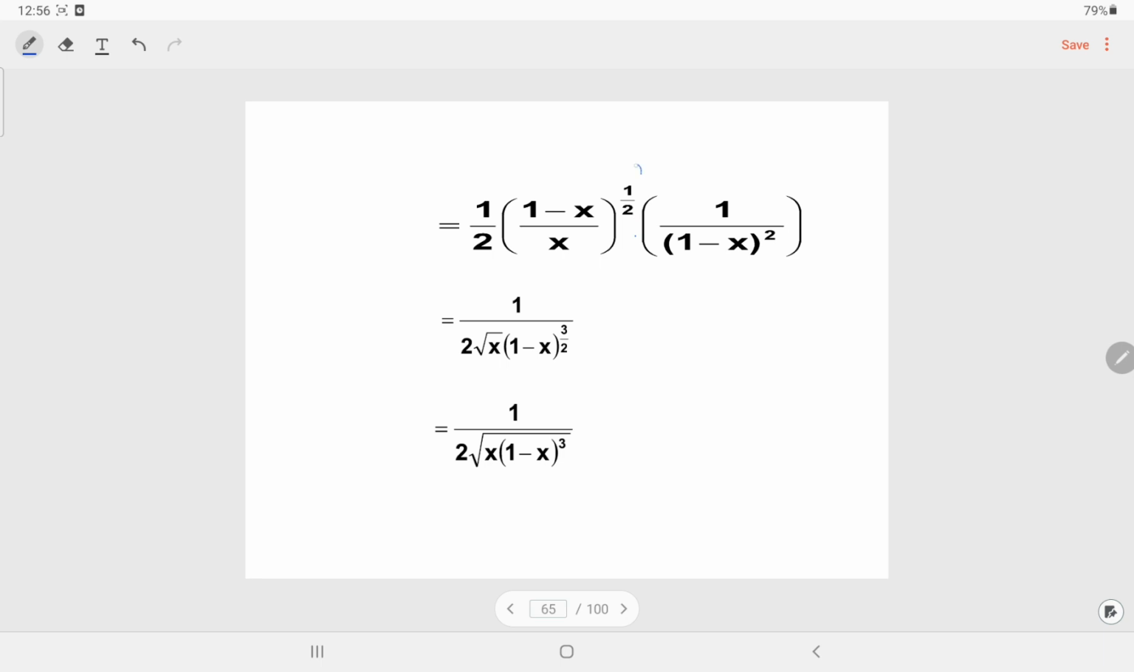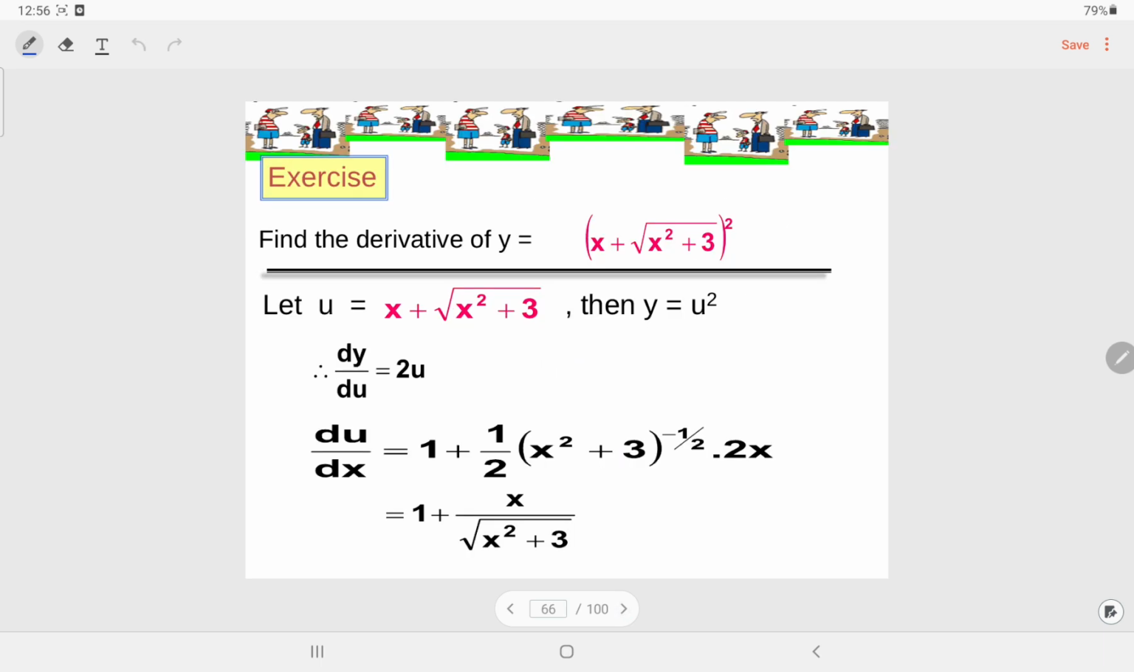Okay, we multiply, but since it is the power of 1 over 2, this is (1 minus x) to the power of negative 2. Okay, 1 over 2 plus negative 2 is equal to negative 3 over 2. So since it is negative 3 over 2, it goes to the denominator. So we can get this one, the final answer. So you need to do this exercise by yourself. Okay, try to solve this one.